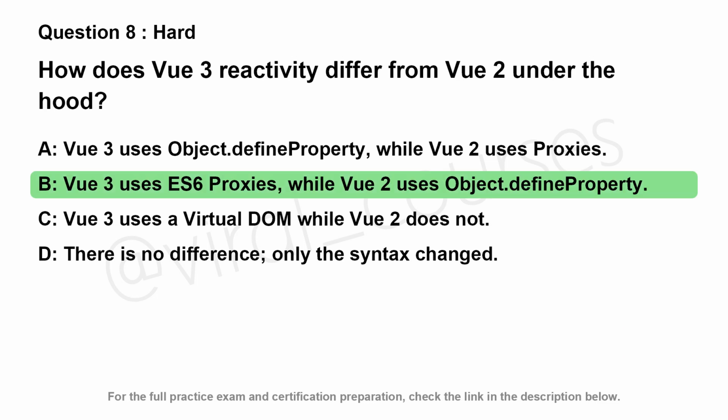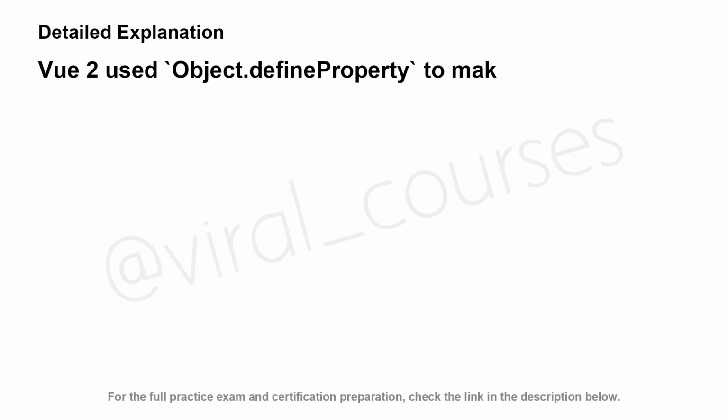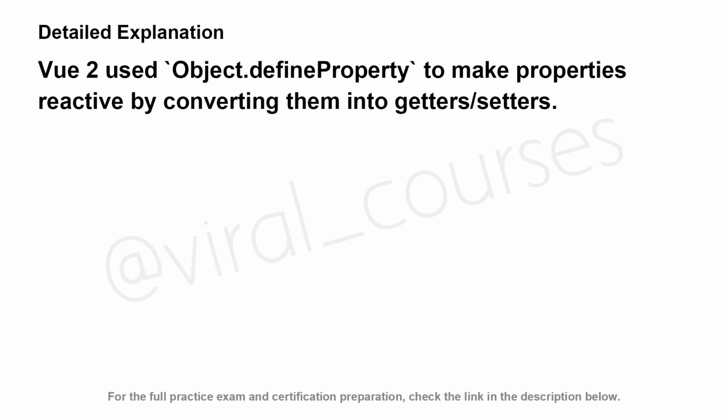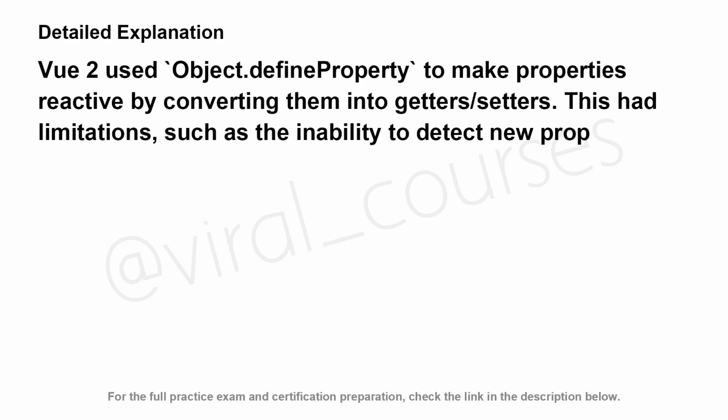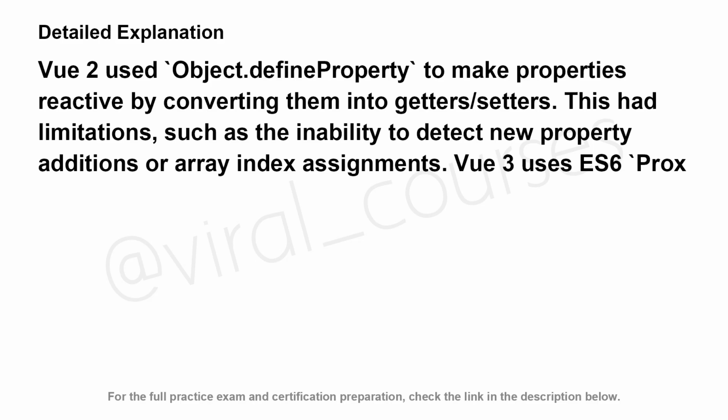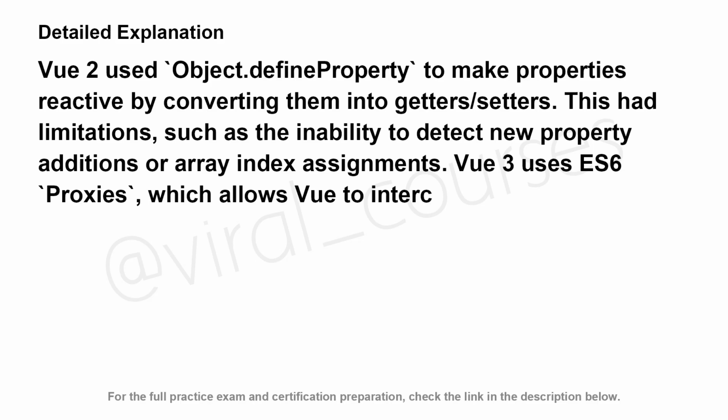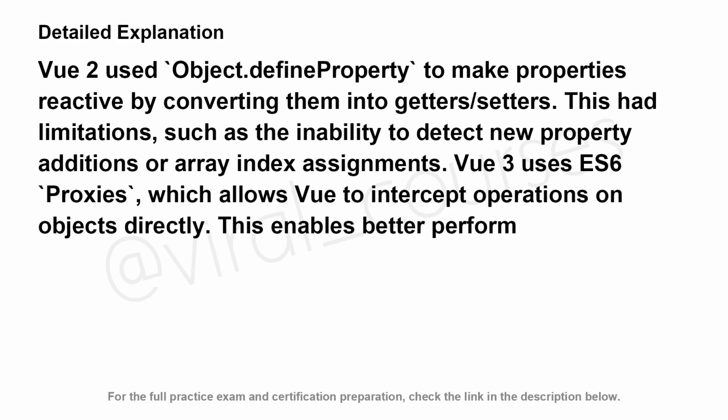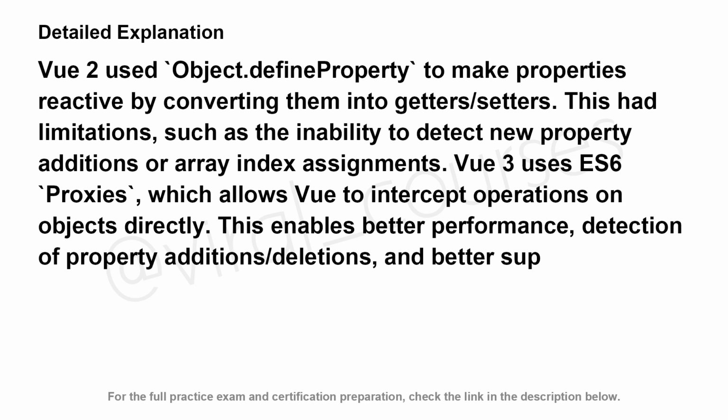The correct answer is B. Vue 2 used Object.defineProperty to make properties reactive by converting them into getters and setters. This had limitations, such as the inability to detect new property additions or array index assignments. Vue 3 uses ES6 proxies, which allows Vue to intercept operations on objects directly. This enables better performance, detection of property additions and deletions, and better support for Map and Set types.